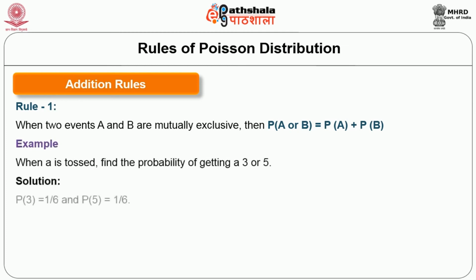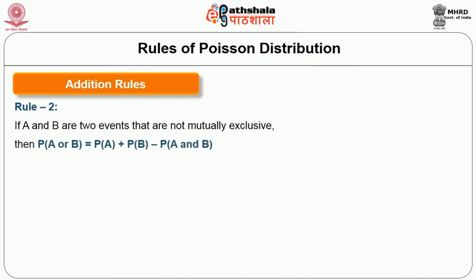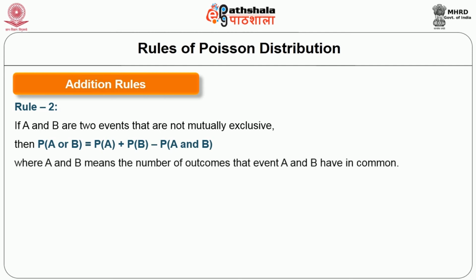The same example we have already discussed earlier, and we go for rule 2. Rule 2 says that if A and B are two events that are not mutually exclusive, then the probability of A or B is the probability of A plus the probability of B minus P of A and B, where A and B means the number of outcomes on which events A and B have been common.